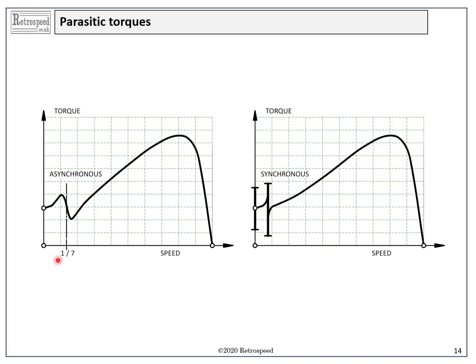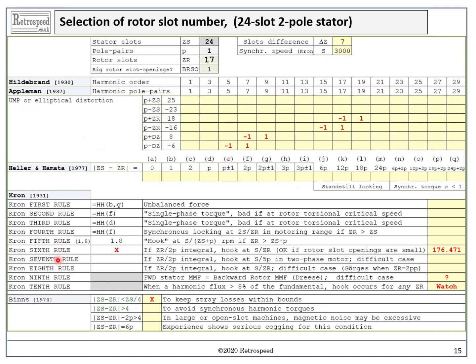Next, we return to the search for harmonic flux waves with a pole number difference of 2. Recall that this was identified as a source of noise rather than a parasitic torque, and we took a long diversion into the harmonic analysis of windings.